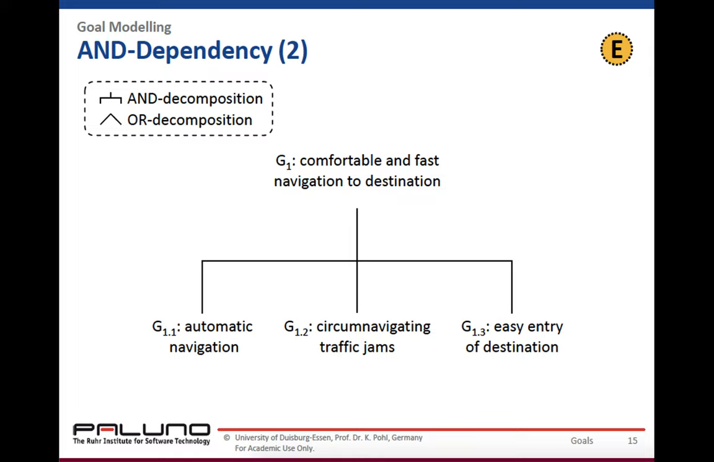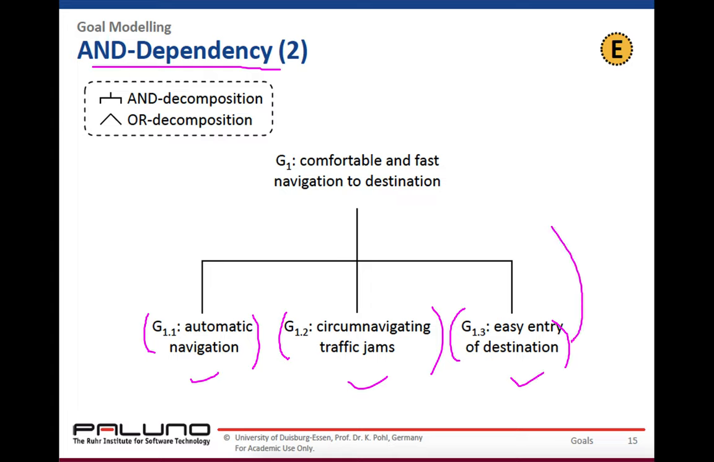There are three sub-goals in this goal model. We have G1.1, G1.2, and G1.3. As for AND decomposition, all these three sub-goals are compulsory to be fulfilled or satisfied to ensure the main goal, G1, is successfully achieved.